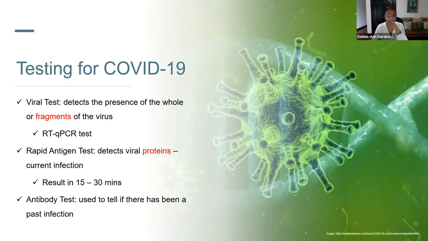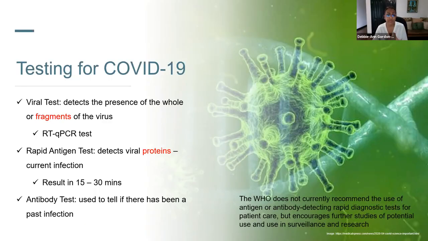So, if we compare the three tests, the PCR test is the most sensitive and therefore is the gold standard. The rapid antigen test can be useful, but only in certain circumstances, and the antibody test is useful after to really show if somebody has had the infection. As a result, the WHO does not currently recommend the use of the antigen or antibody detecting rapid diagnostic tests for patient care, but rather encourages further studies of its potential use in this area, and certainly encourages the use in surveillance and research.